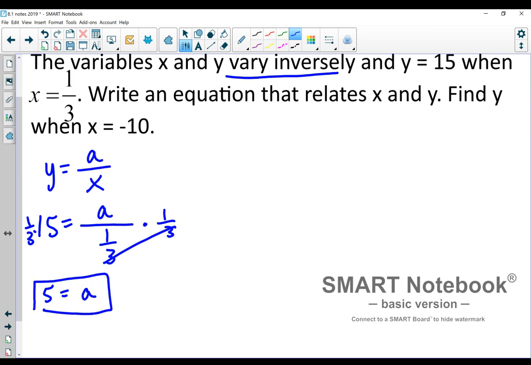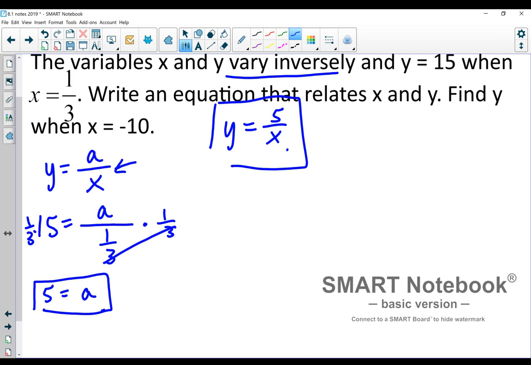Then our second step is substituting a back in and writing an equation. So that means our equation is now going to be y equals 5 over x. So all I did was I took this original inverse variation equation, and I substituted 5 for a. So I solved for a, I substituted it back into the equation. Now I have an equation that relates x and y. That's what they're telling me.